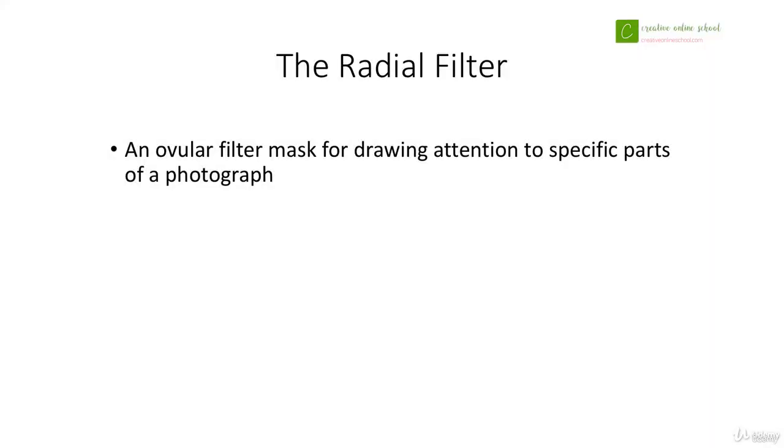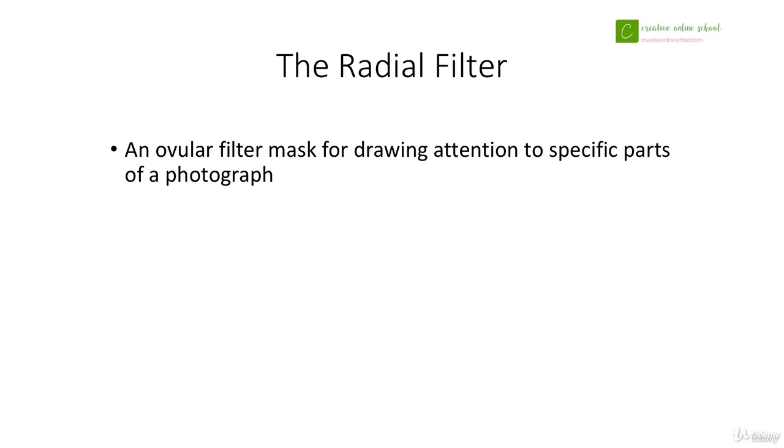The Radial Filter tool allows you to make certain parts of your image stand out from the rest. You can think of it as a very customized vignette that isn't limited to just black or white corners. The radial filter is very similar to the graduated filter, except the mask is oval-shaped and you can apply filters to either the inside or the outside of the circle.